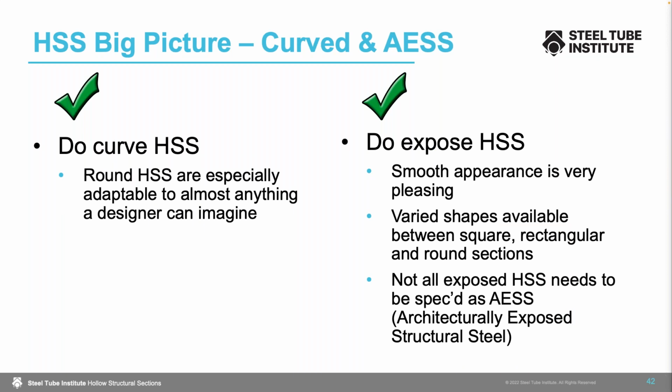Do use curved and architecturally exposed HSS. Round HSS are especially adaptable to almost anything that a designer can imagine. And when you do expose the HSS, their smooth appearance is very pleasing. Varied shapes are available between square, rectangular, and round sections. A thing to note is that not all exposed HSS needs to be specified as AESS, the architecturally exposed structural steel. When you specify AESS, then your member has to meet certain criteria, things like how visible certain imperfections are, or whether or not your weld needs to be ground smooth. And oftentimes you can get that nice and clean exposed look without actually specifying it as AESS. And so that would reduce some of the additional costs that would be incurred with a more restrictive AESS specification.